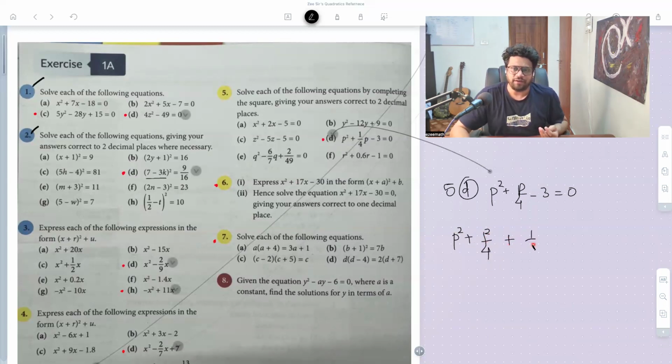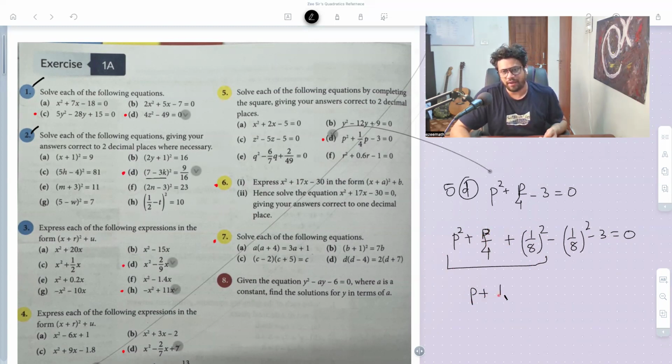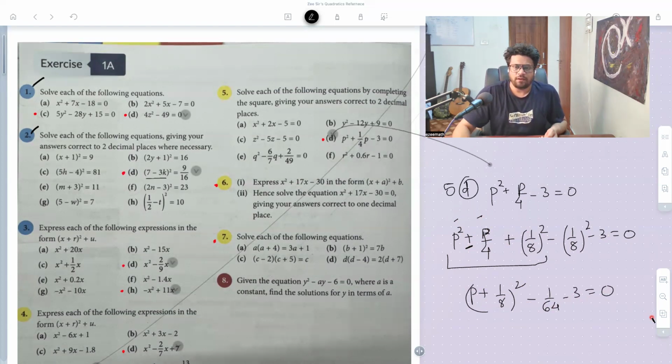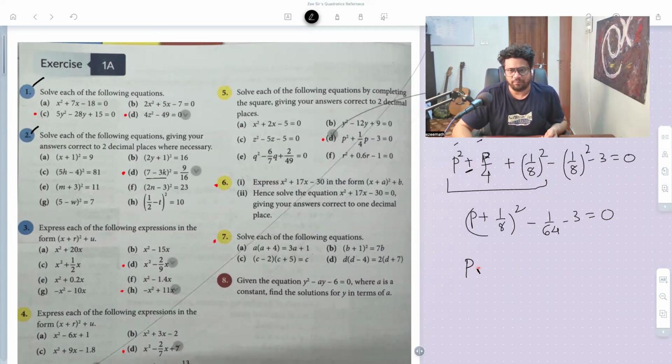I'm going to introduce a 1/8 squared minus a 1/8 squared minus 3 equals 0. Now these are going to be a perfect square: p plus 1/8. Remember, if there's a plus sign in between the first two terms, you're going to have a plus sign here also. Minus 1/64 minus 3 equals 0. Now that is supposed to be (p plus 1/8) whole squared.